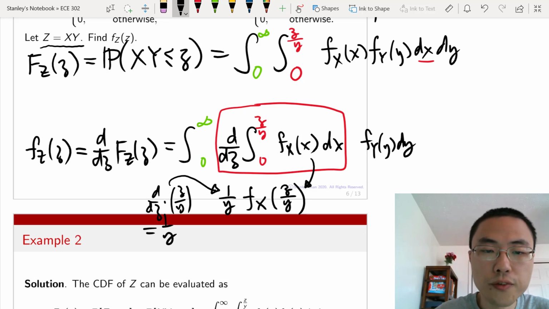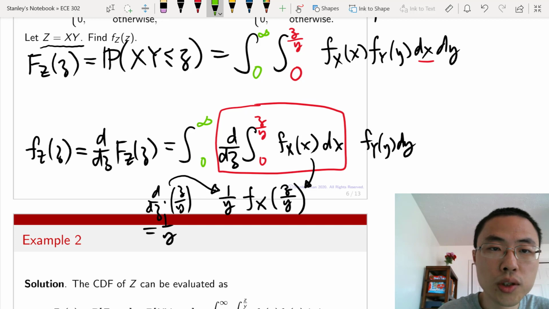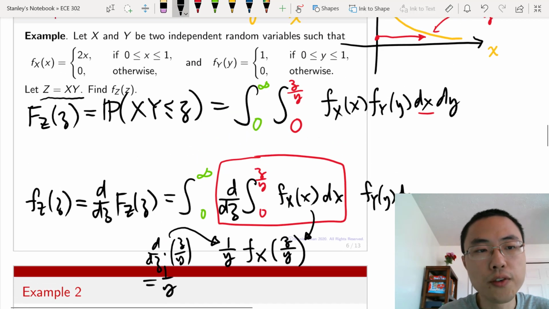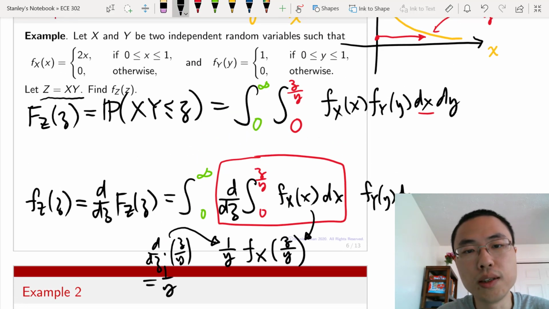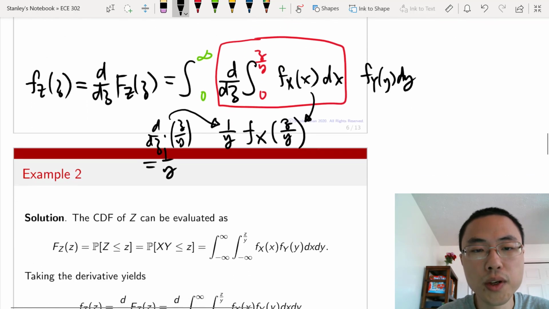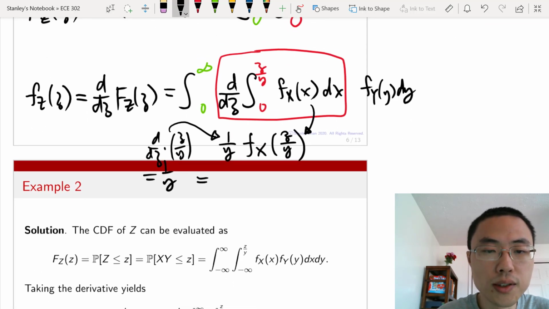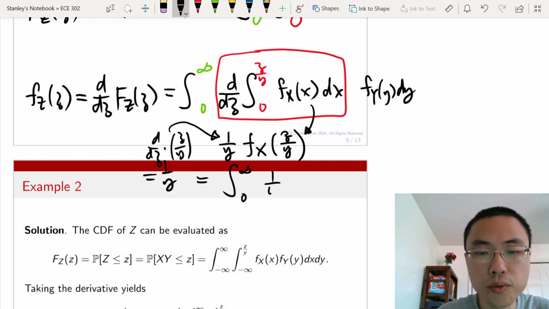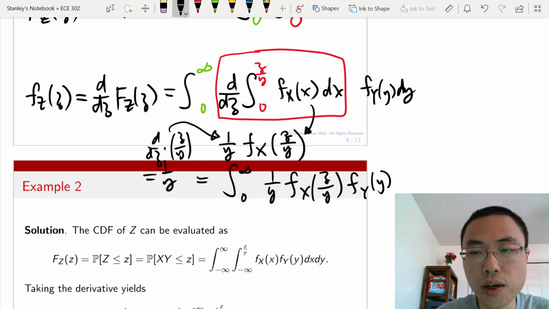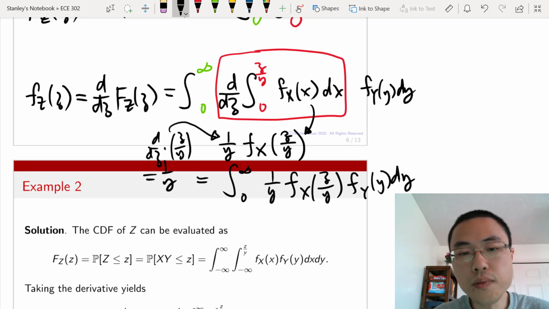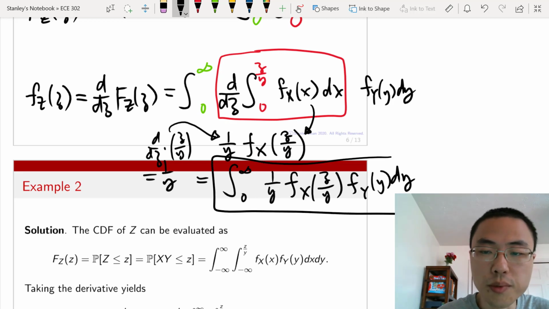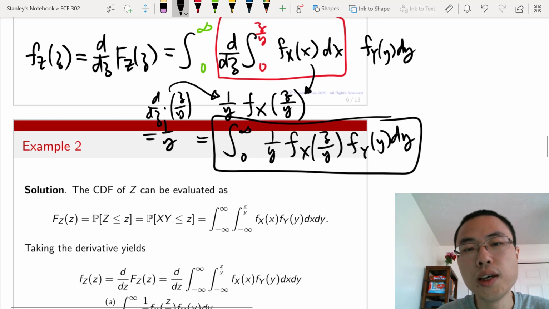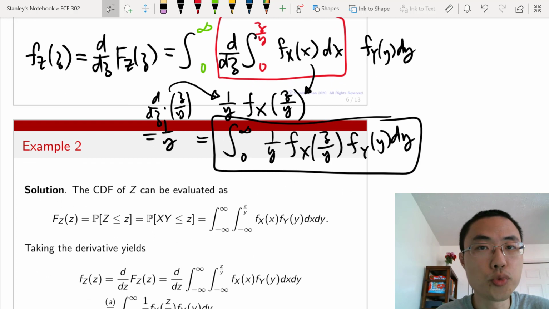Okay, so now once you have this, we can conclude that for a generic fx and fy, which doesn't need to be in this too specific form, your fz is given by the integration from 0 to infinity of 1 over y, fx of z over y, times fy of y dy. So this is not the same as your convolution, but it is still derived from first principles.